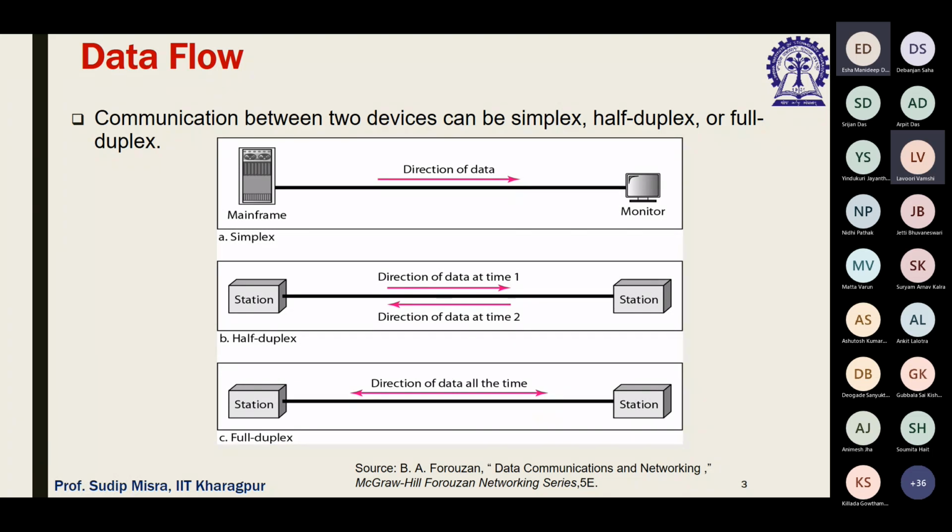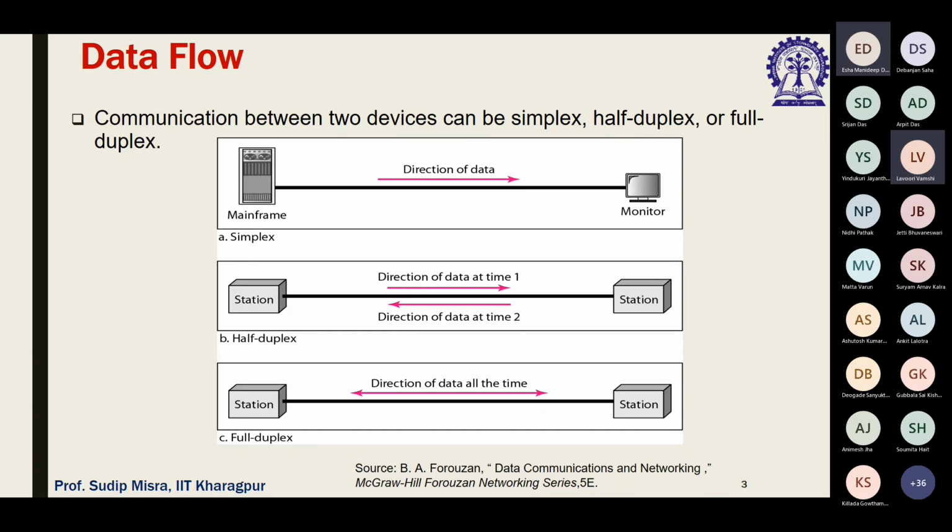Full duplex is where there is no constraint on the direction as well as the time, right? So anytime, in both directions, these two stations can communicate. That is full duplex communication. Simplex, half duplex, full duplex.